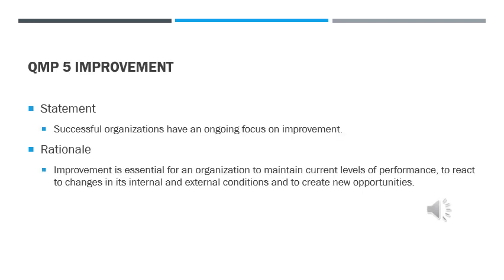The next is the QMP5, which is the improvement. So the statement of this is successful organizations have an ongoing focus on improvement. The rationale is improvement is essential for organizations to maintain current levels of performance, to react to changes in its internal and external conditions, and to create new opportunities.